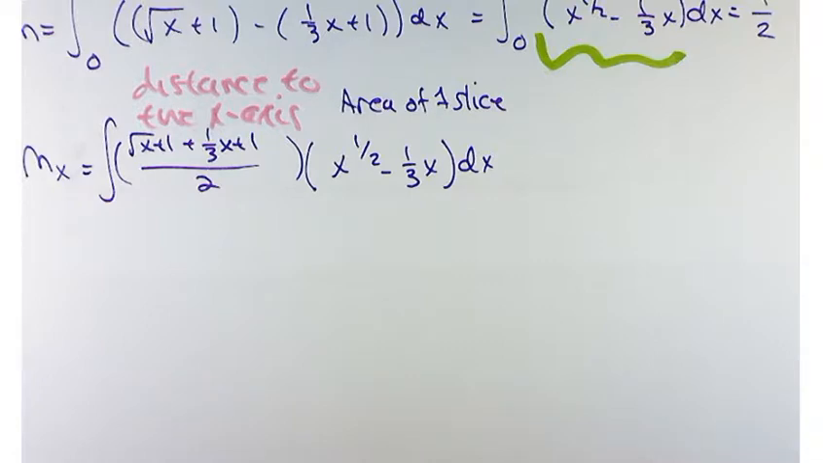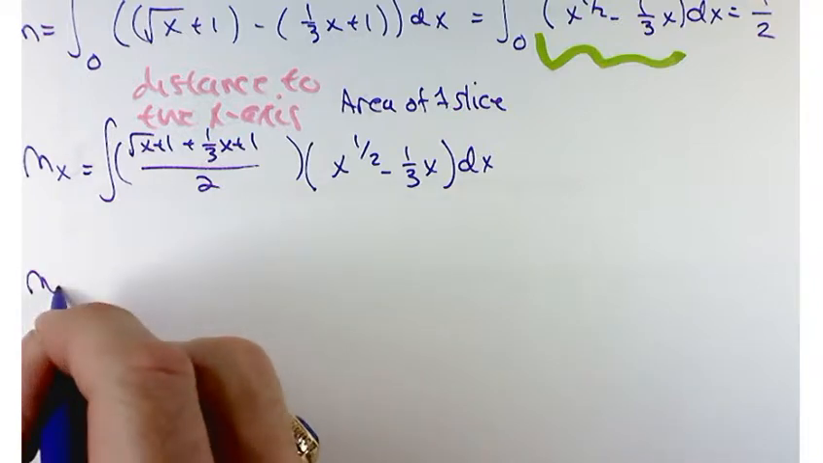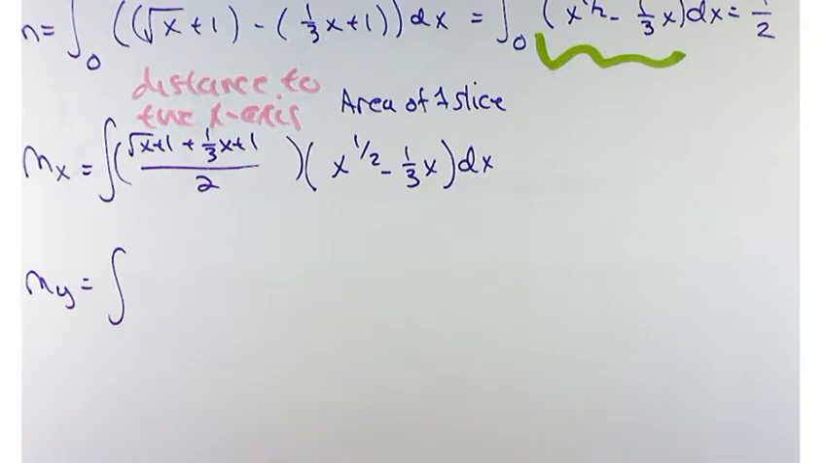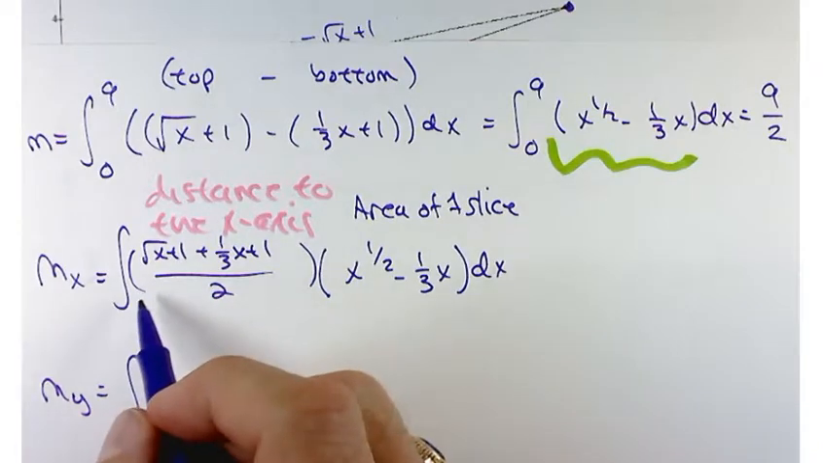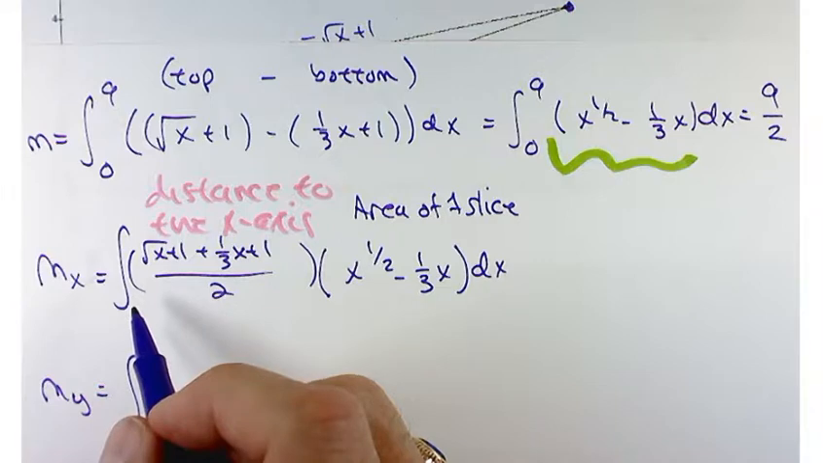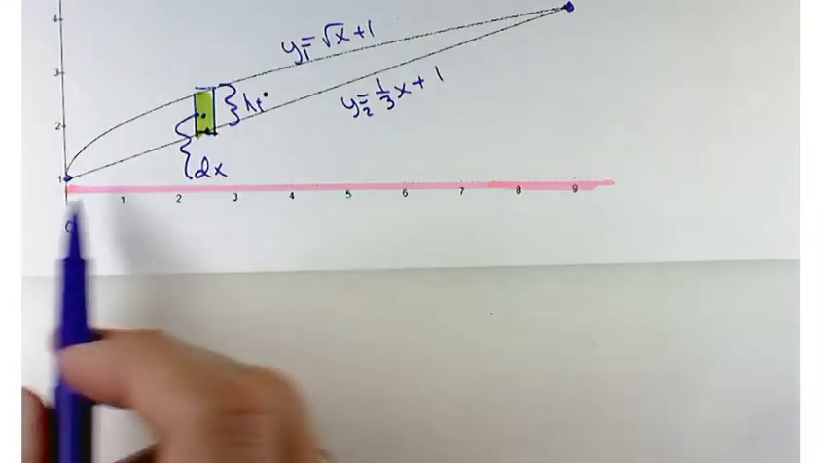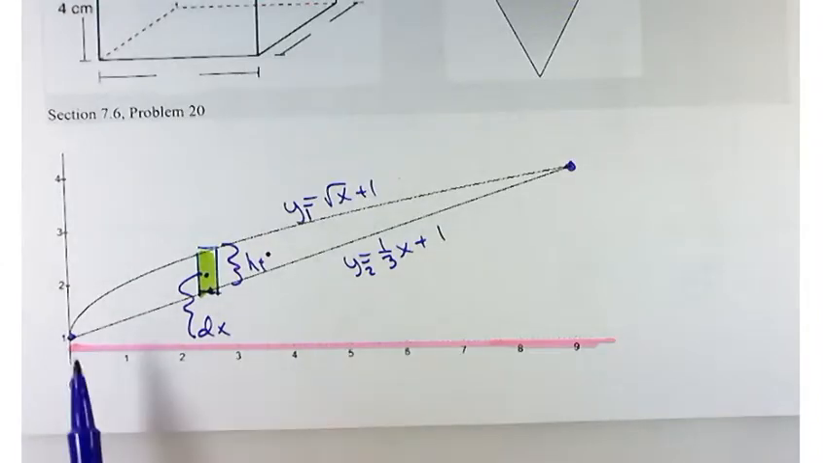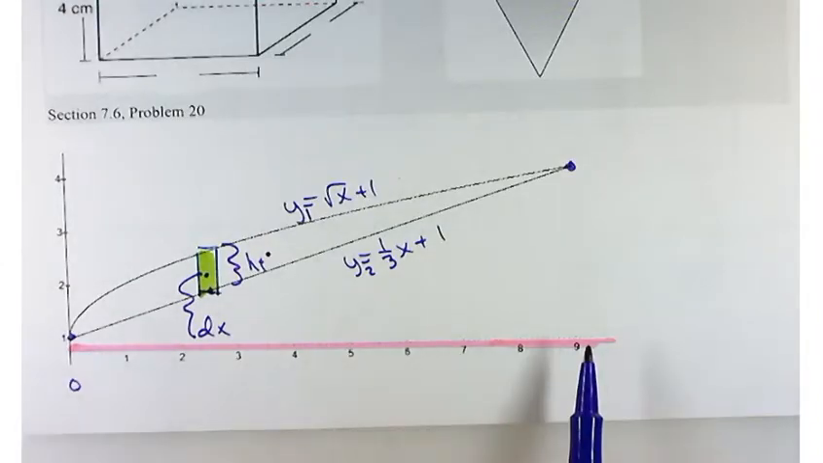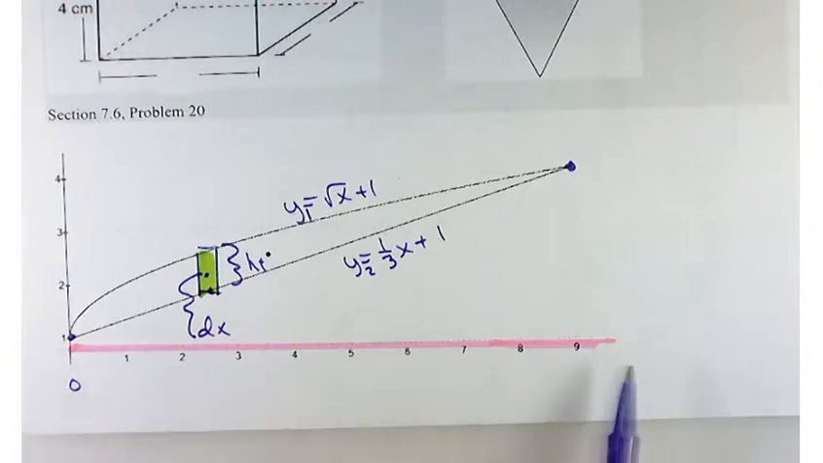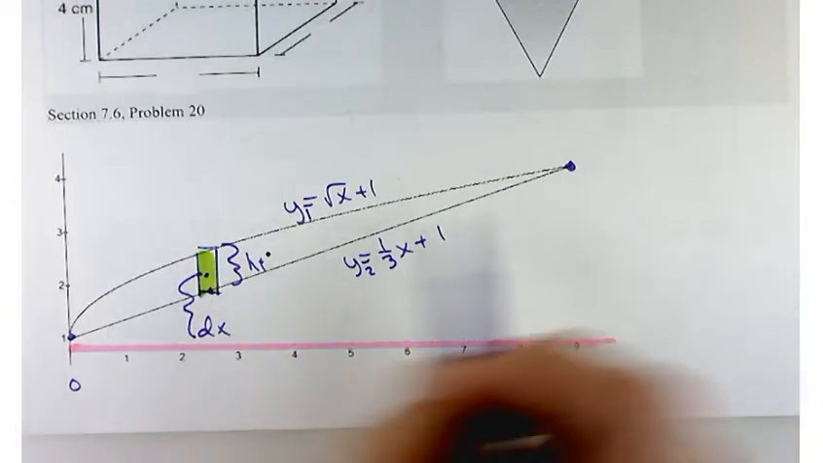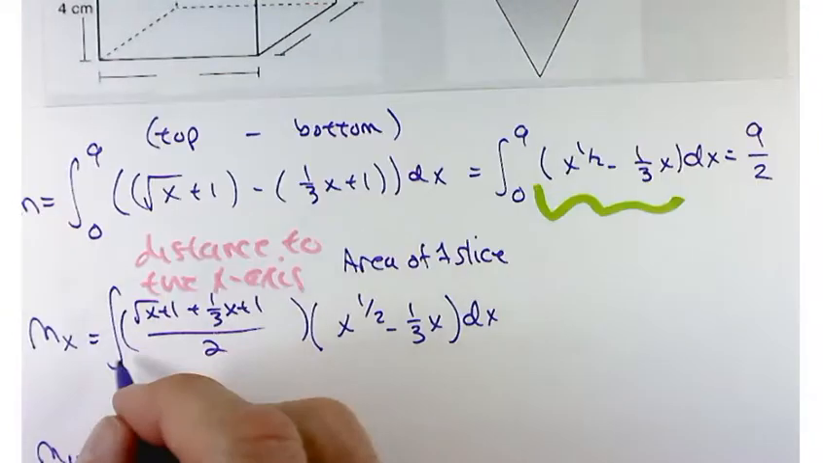Let's repeat this calculation for the moment around the y-axis, m sub y. And that one's going to be a little bit easier. Oh, one thing I'm missing here. What is it? Limits of integration. What should the limits of integration be? Since we're integrating with respect to x, 0 to 9. So anywhere that you can imagine this slice being taken and still be within the two curves. So 0 to 9 here.